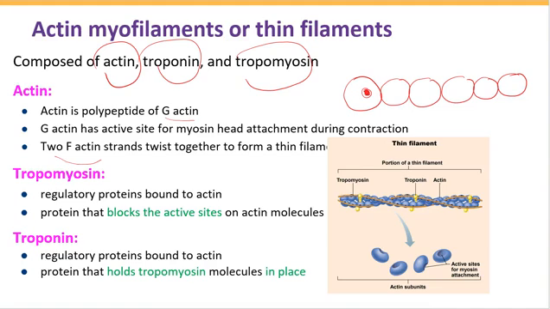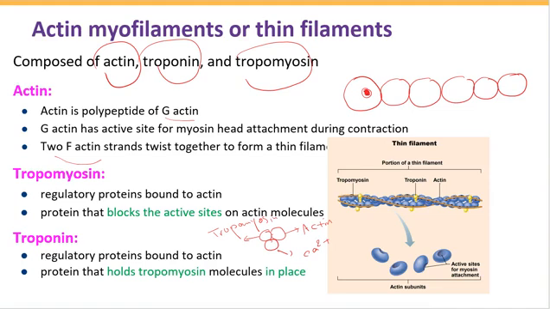Then the troponin molecule is also important. It has three subunits, which you can see in this picture in yellow. One of these subunits is going to be attached to the actin, another subunit is going to be attached to the tropomyosin, and another one is going to be attached to the calcium ion. Calcium is an important ion we need during muscle contraction, which means that without calcium, we're not able to contract our muscle.